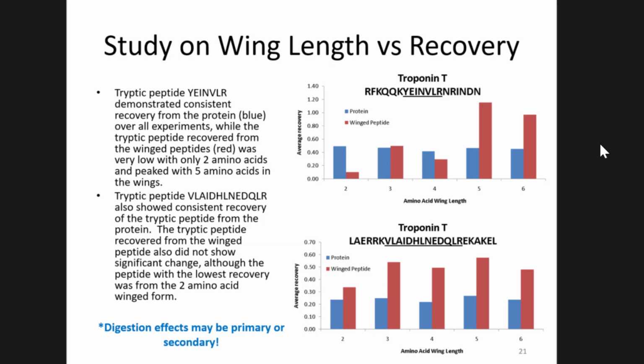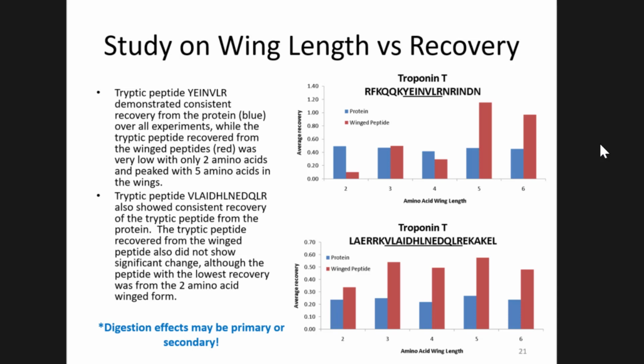So each of these was also a separate sample. We couldn't spike all the winged peptides in together because they would get cleaved down to the same thing. We wouldn't be able to tell them apart. So we had 5 different tubes. The protein was spiked in at a fixed amount on all of them. The winged peptides were spiked in at the same amount for all of them. And so you can see the protein recovery is very consistent from sample to sample. So that's good, the digestion worked.